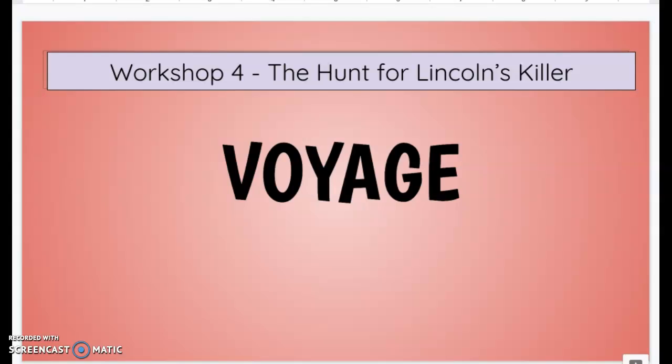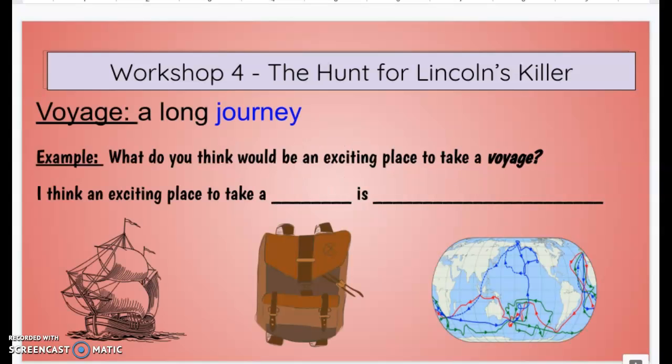Our first word is voyage. A voyage is a long journey. I might say, I wonder if I will ever get the chance to go on a voyage to Australia. And a voyage is a long journey. It's not just a quick little trip. And I tried to put on here, a lot of times people who go on a voyage, they'll take a ship. Obviously, this is an old-time ship in this picture. Some people like to go on a voyage where they maybe backpack, and they maybe go to Europe and backpack. And then I have a picture of a map because that could take you anywhere in the world.